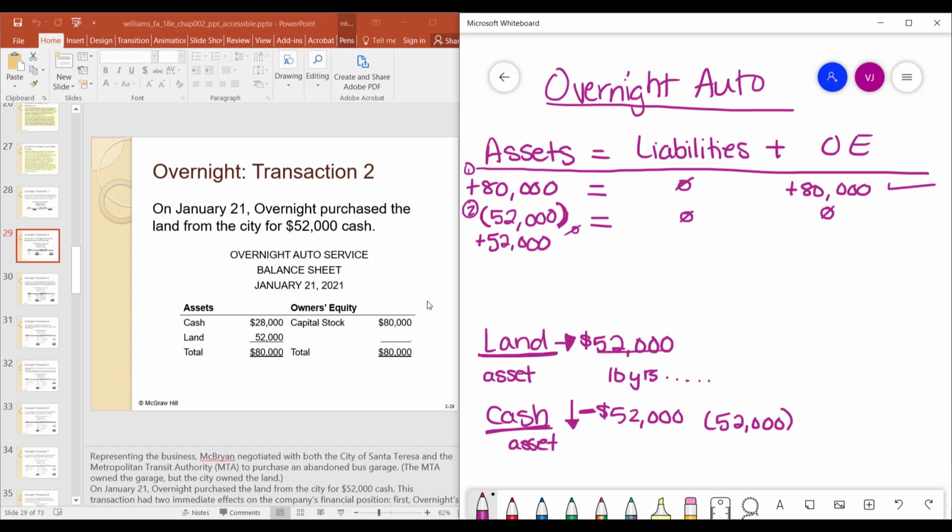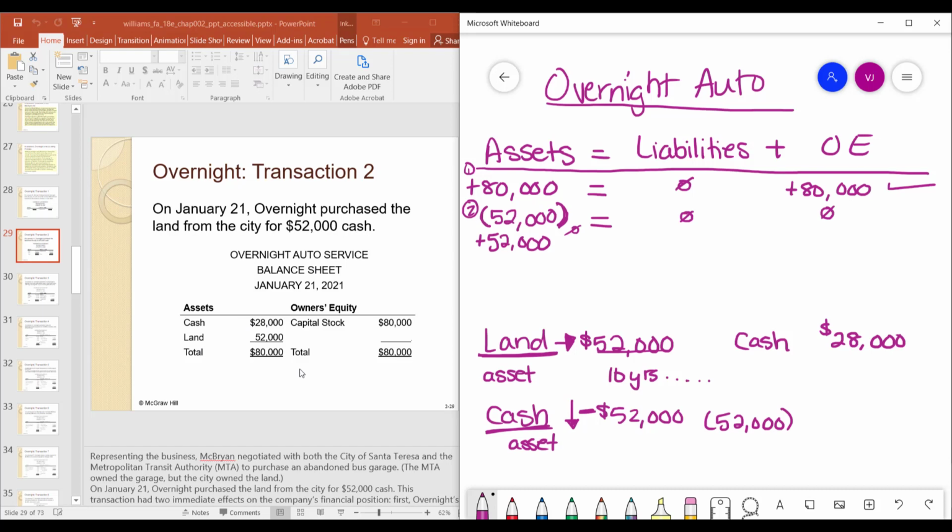Okay? But when I look at the balance sheet now, after this transaction, should cash still show a balance of $80,000? No, it should not, right? Because we don't have $80,000 anymore. You spent some of that $80,000 on this land. So the $80,000 that you had minus the $52,000 that you just spent leaves you with a cash balance of $28,000. So that's why now here you see that cash shows $28,000 and land shows $52,000.